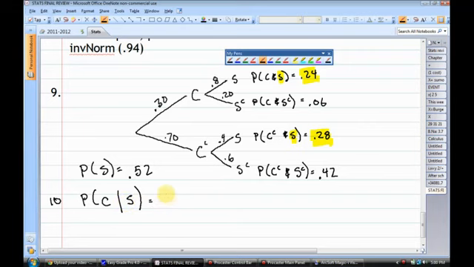So that's the probability of taking calculus and a science course divided by the probability of taking a science course. What's the probability of calculus and science? 0.24. What's the probability of taking a science course? 0.52. We just did that. And that gives us 46%.